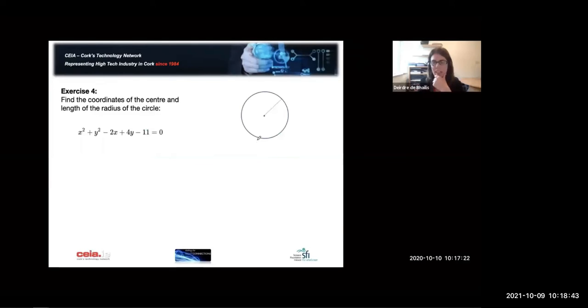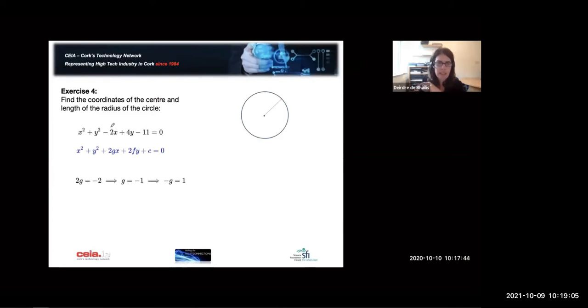Exercise 4, taking the other version of the equation. How do we extract the center and the radius from this one? So this time we know we're looking for minus g and minus f. Again, we're going to compare it with the general equation given on the tables.